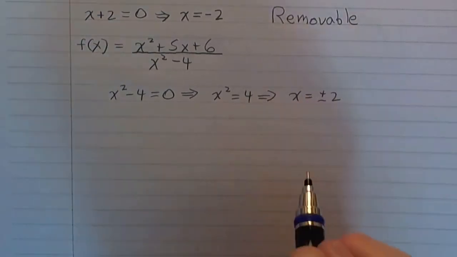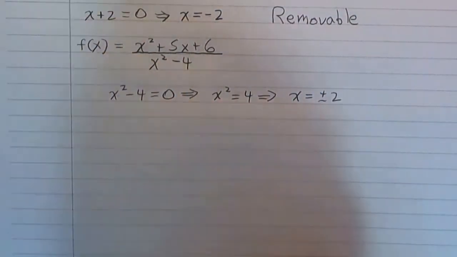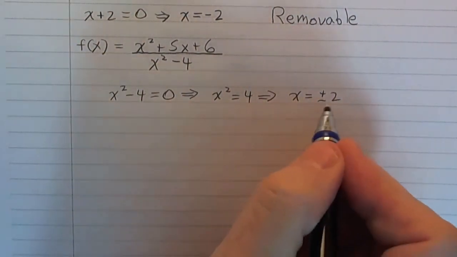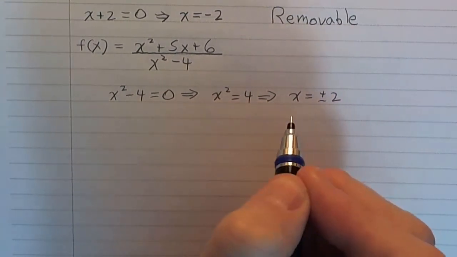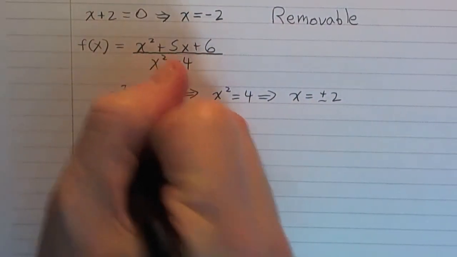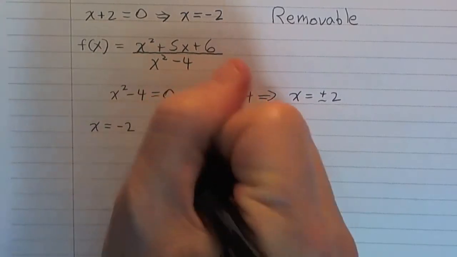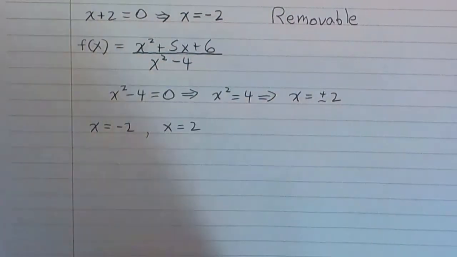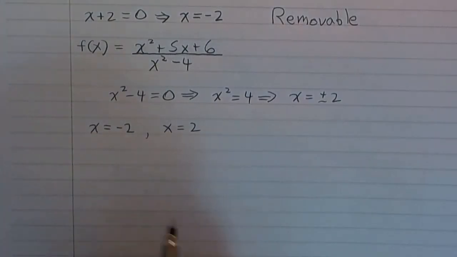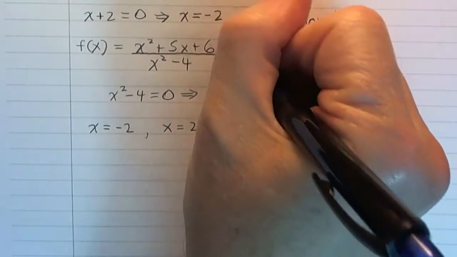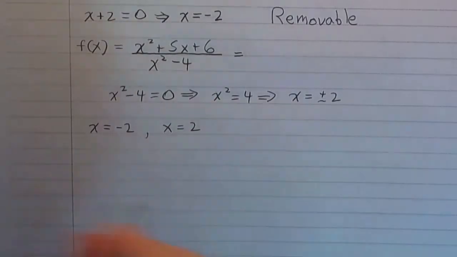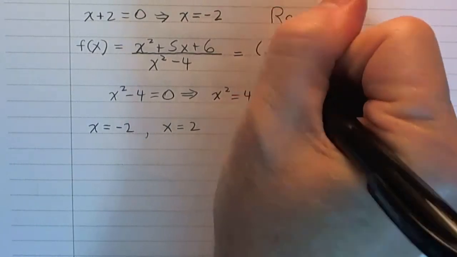So these are our points of discontinuity. We've got x equals -2, x equals +2. This is where our discontinuities occur. Now we want to find out if they're removable or infinite. So let's see if these factors divide out. So I factor the top.